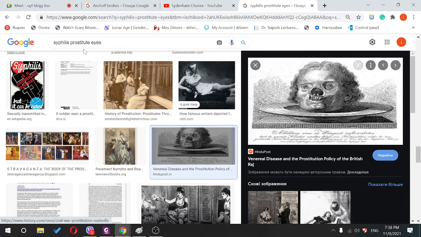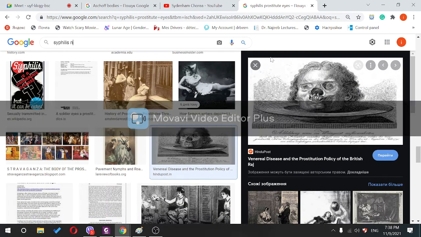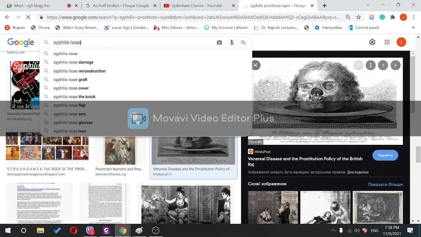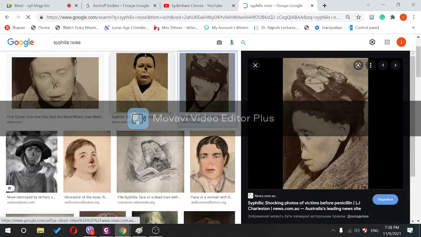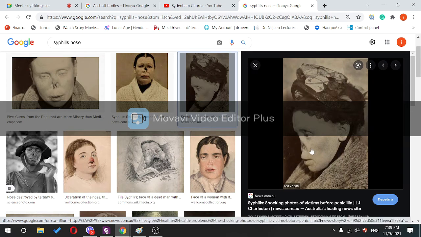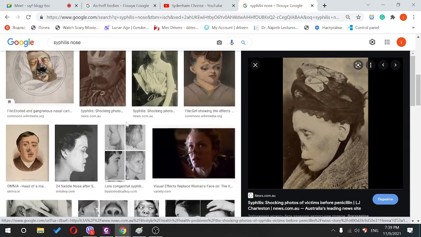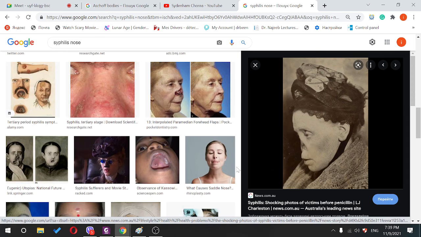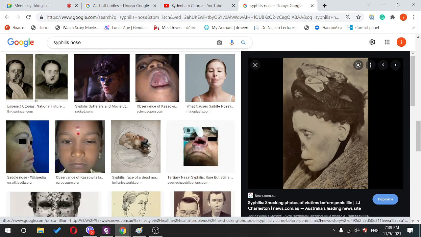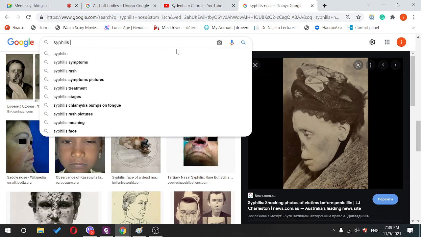Keep in mind that they have this syphilis nose. I hope you remember how it looks. This is just a quick feature you must know about. Yep, Voldemort had syphilis in Harry Potter. Okay, and yeah, so they have the saddle nose. It's like eaten up.